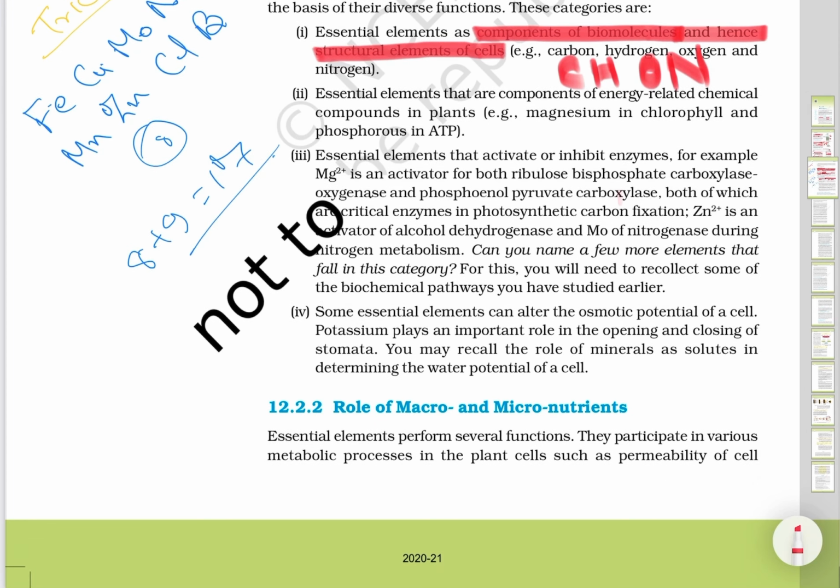Alright. So essential elements that are components of energy-related chemical compounds in plants, magnesium in chlorophyll, and phosphorus in ATP. So these are the energy-related essential elements.